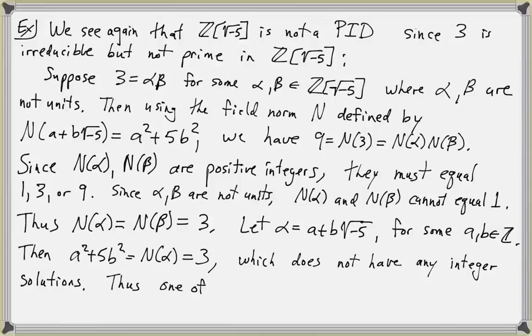Thus, one of alpha and beta must be a unit because one of their norms must equal 1. And if one of alpha or beta is a unit, that means that 3 must be irreducible. So the only way to write 3 as a product of elements alpha beta is if one of them is a unit.